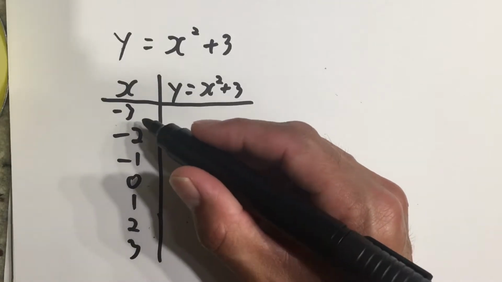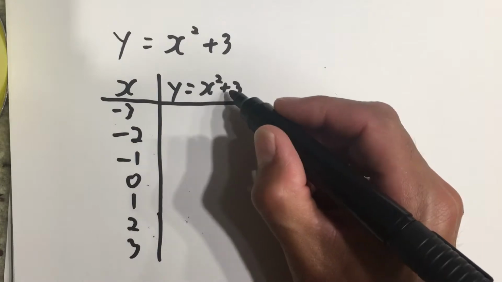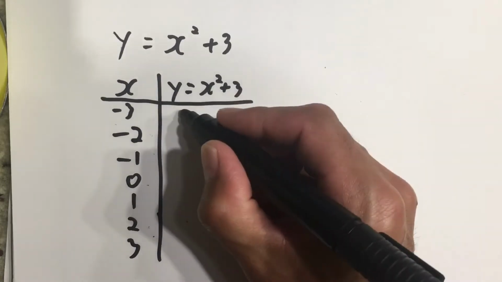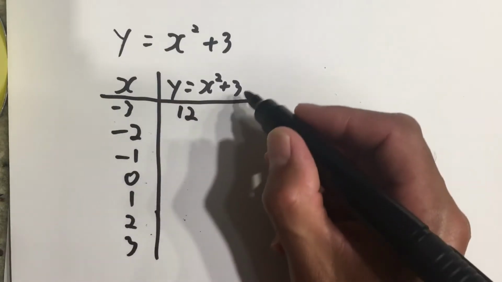And let's see what number comes out when I put these x values into this equation. Again, negative 3 squared. Negative 3 squared is positive 9. So I have 9 plus 3 more. So that's a 12. Negative 2 squared is positive 4.